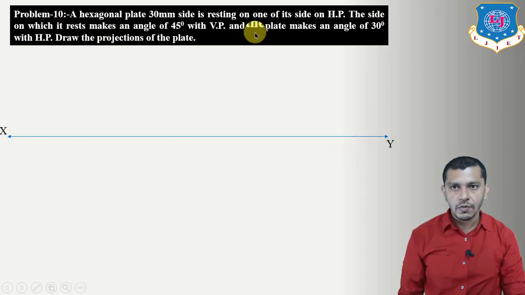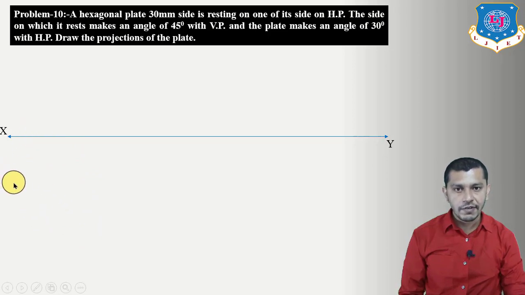Now the hexagonal plate is resting on the horizontal plane, and it is resting on one of its sides. So first of all, to derive the first stage, we have to assume the surface of the hexagonal plate parallel to the horizontal plane and perpendicular to the vertical plane. So we will get the true shape in the horizontal plane, or true shape in the plan, in the first stage, and we have to draw the true shape by taking one of the sides of the hexagon perpendicular to the XY reference line and on the left hand side.